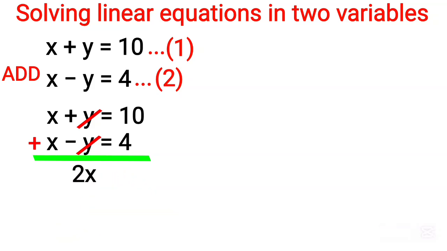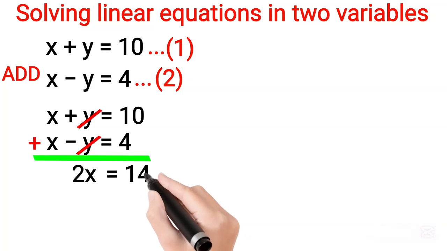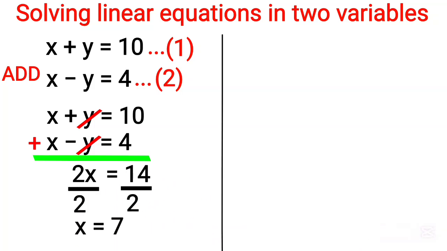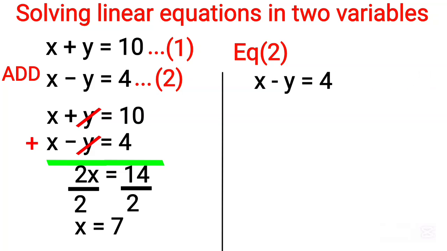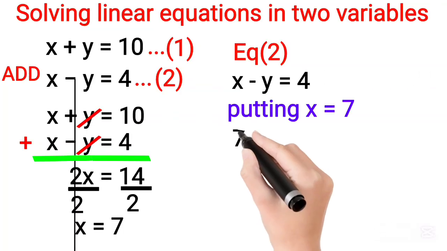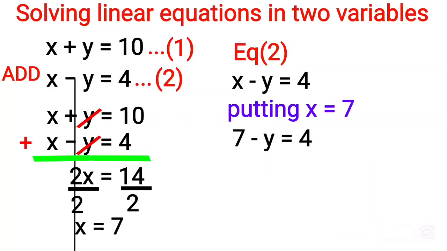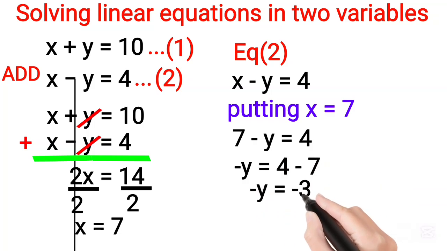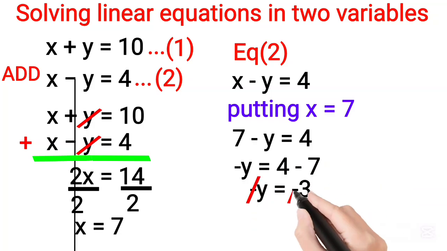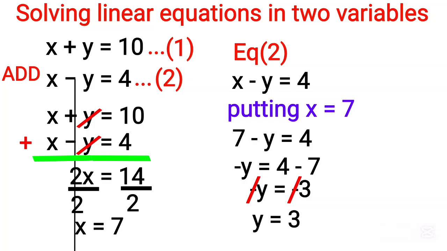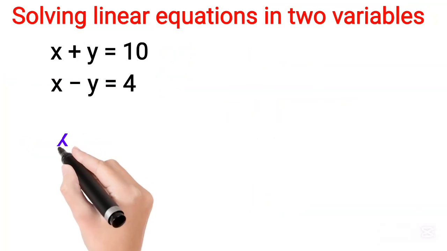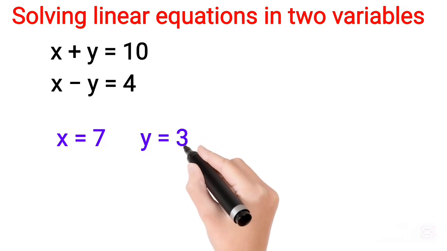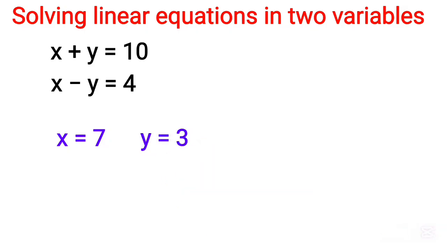So we get 2x equals 14. Divide both sides by 2. x equals 7. Now find y. Substitute x equals 7 into equation 2. 7 minus y equals 4. Subtract 7 from both sides. Negative y equals negative 3. Divide both sides by negative 1. y equals 3. So the solution is x equals 7 and y equals 3. And that's how you solve a linear system using elimination.